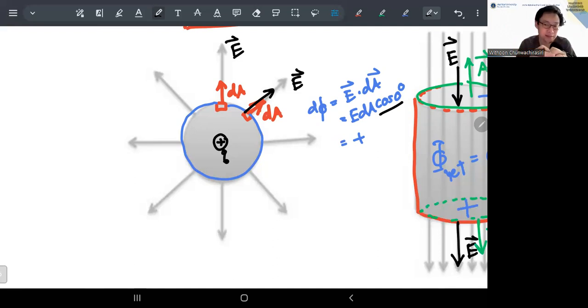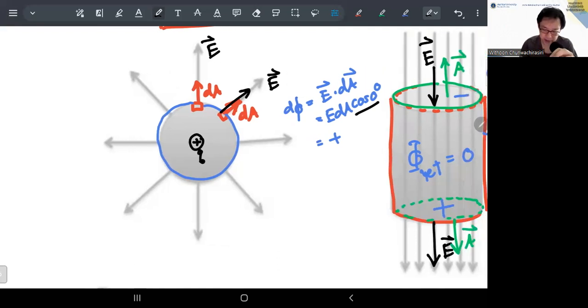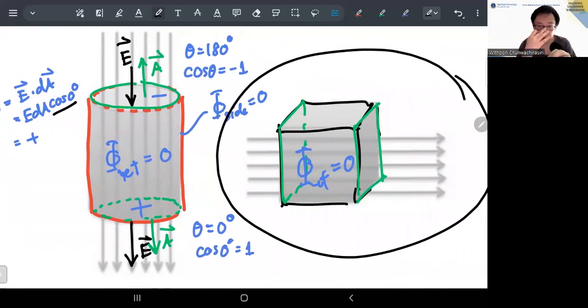Does that make sense? Here, next one. These two examples give you zero net flux. When you say there's no flux throughout this closed surface whatsoever, that is a clue telling you that there must not be any net charge inside this closed surface as well. Cool? So that's how easy it is.